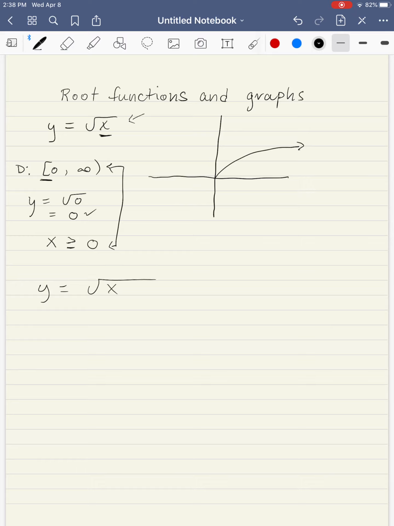Let's say that we look at the square root of x minus 4. Think of the transformation and draw a quick sketch of this graph and then write its domain. Pause the video and do that, and then turn the video back on.